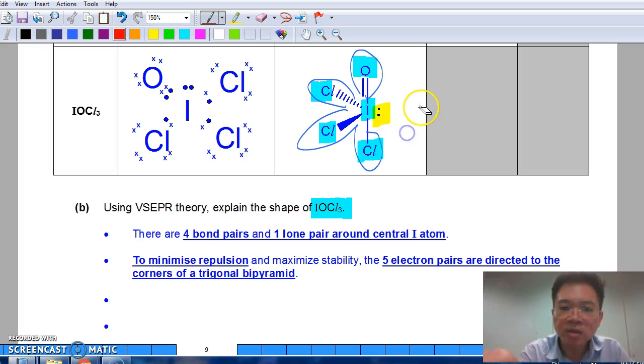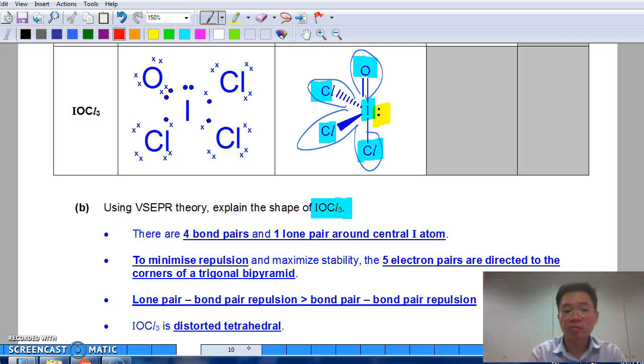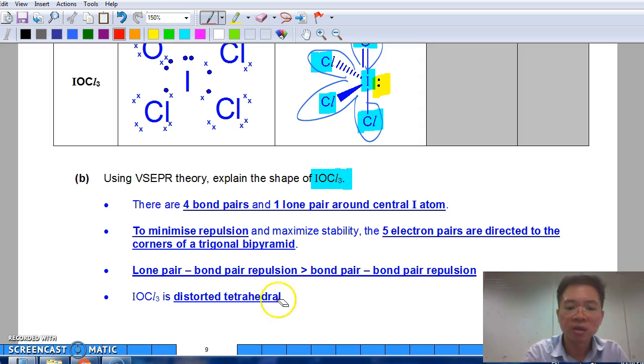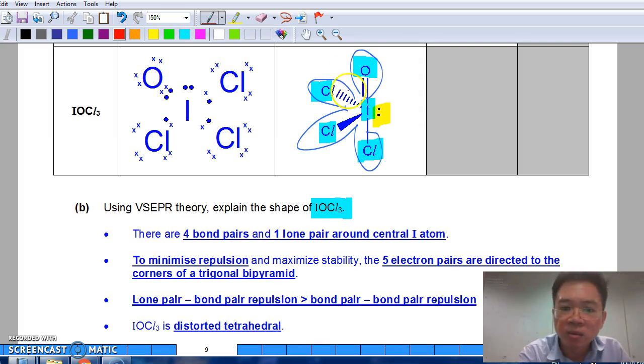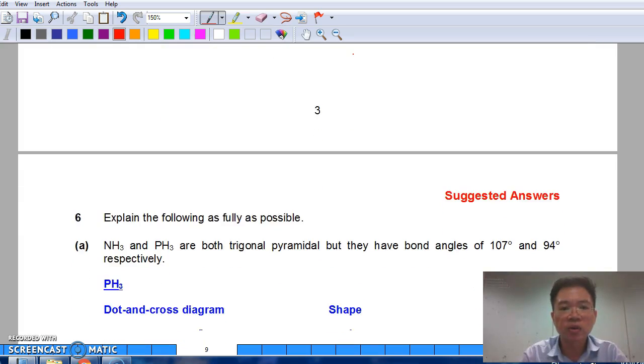Because of the presence of a lone pair, the lone pair-bond pair repulsion is stronger than the bond pair-bond pair repulsion. Therefore, the shape is a distorted tetrahedral. The bond angle will be less than 120 degrees, and the angle between the axial and the equatorial position will be less than 90 degrees. So that's for question 5b. Now we move on to question 6.